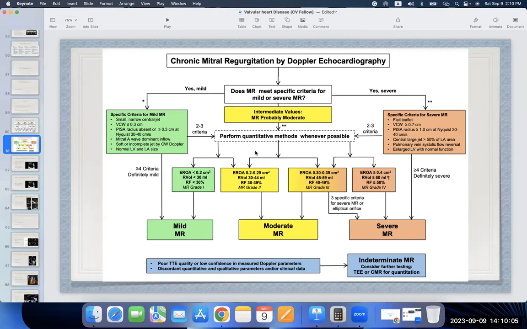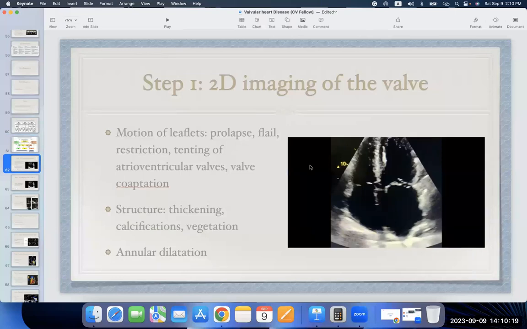But if the patient has criteria between 2 or 3 from here and there, then you have to do the quantification. So we're going to go through the criteria first, and then we're going to go through the quantification. So first, step 1, always image the valve and look for any pathology.